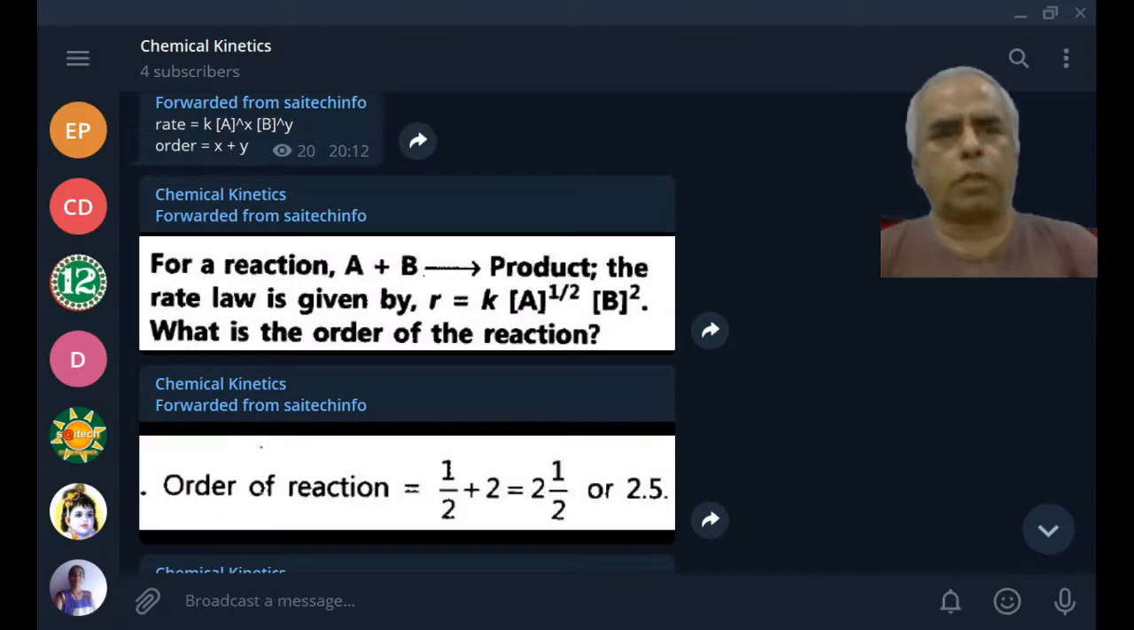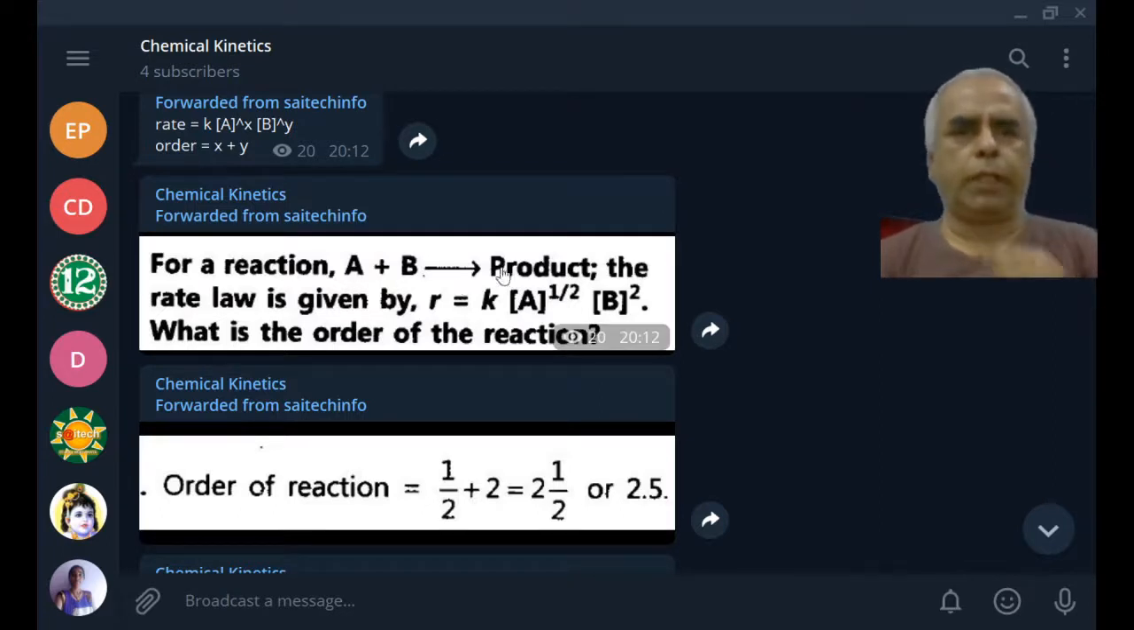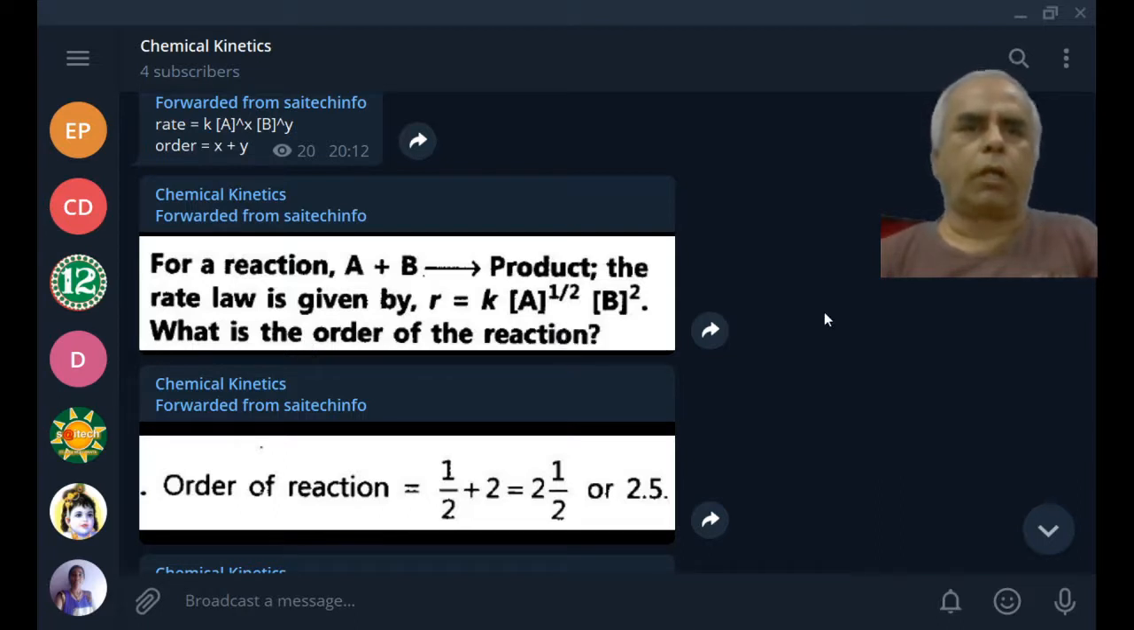Now, let us consider this problem. For a reaction, A plus B gives product. The rate law is given by R is equal to K into [A] power 1 by 2 into [B] square. The square bracket represents the concentration in molarity. So, what is the order of the reaction?